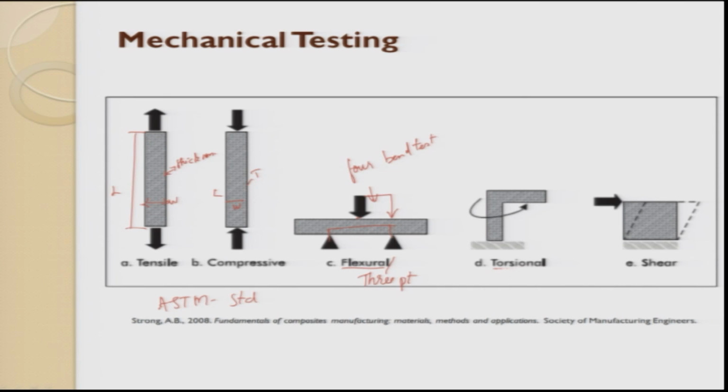A torsion test is also used. Torsion is done for a tube, for such components. We also do a shear test or a peel test, so that we try to understand what is the interlaminar shear strength between the two laminae. All these tests are there. Generally, there will be different combinations of these loads acting. So, it is important to understand everything and then do it.